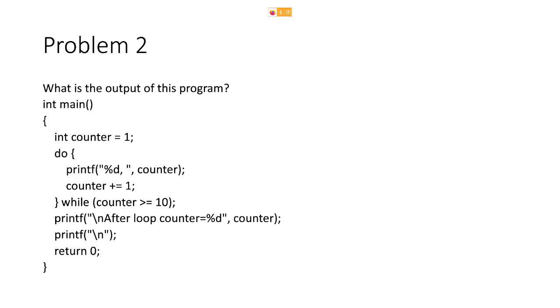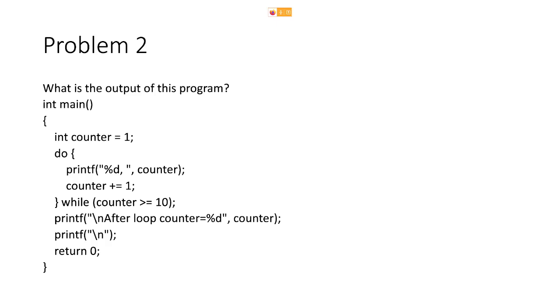Eleven. It will print 11. Can you tell me how? Can you explain? So first it will print all the 1, 2, 3, 4, 5, 6, 7, 8, 9, 10. And then at last, even when the while loop does not satisfy the condition, it will go to do first.